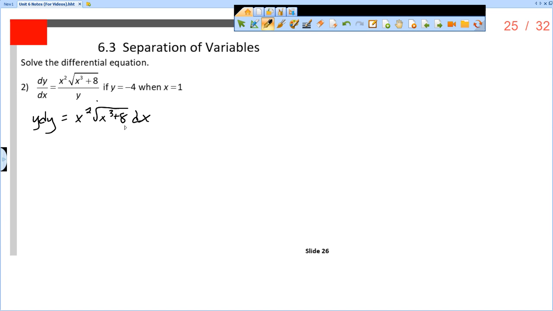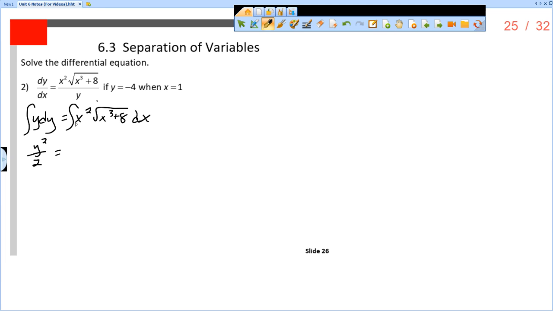Now once the variables are separate, you'll see only y's on the left side and only x's on the right side. Now I'm ready to integrate. On the left side, the integral of y dy is y squared over 2. And then, of course, plus c, but remember, we're only going to add in c once, so I'll add it in on the right side.